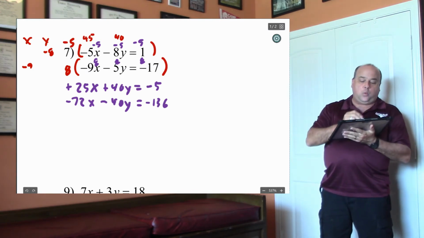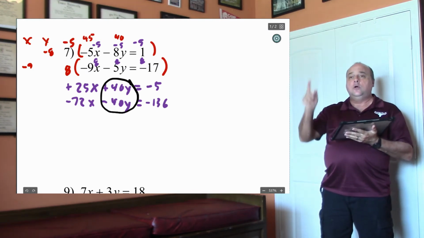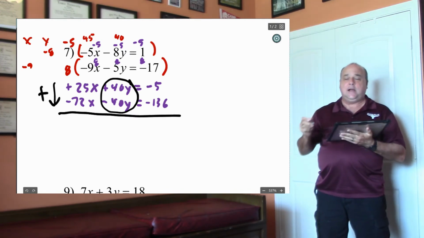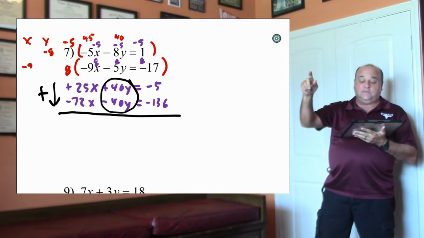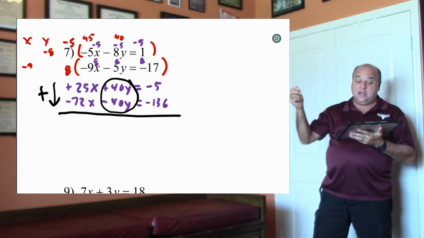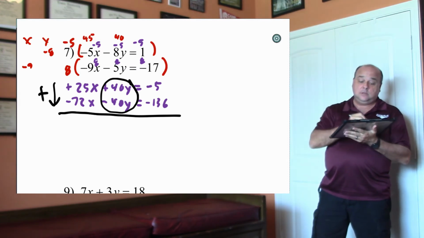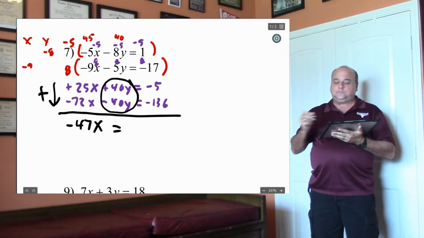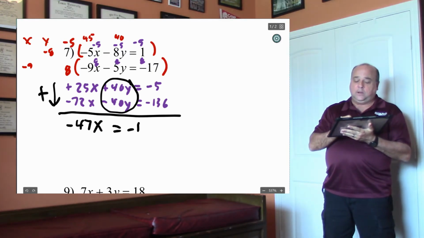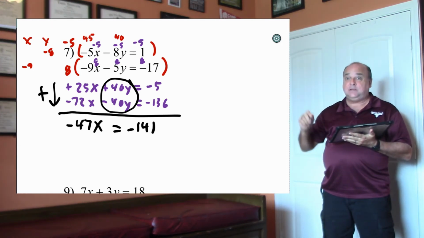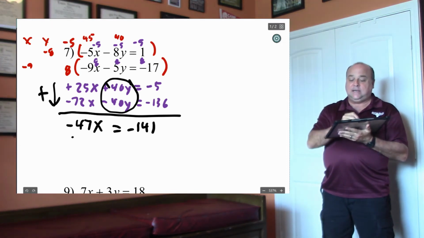Now then, my y's are opposites, aren't they? Once you get an opposite, draw a bar and you're going to add and go straight down. So positive 25 minus 72, you may need to break out a calculator here. That is going to be negative 47. So negative 47x equals negative 141. Negative 5 minus 136, you add and keep the sign. Now then, the y's eliminate.